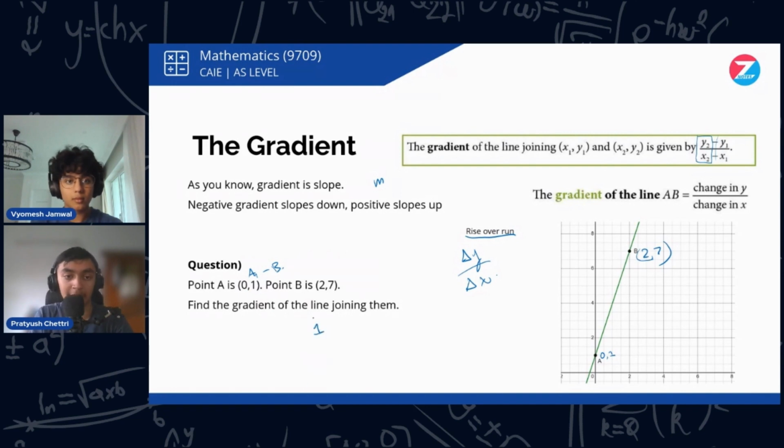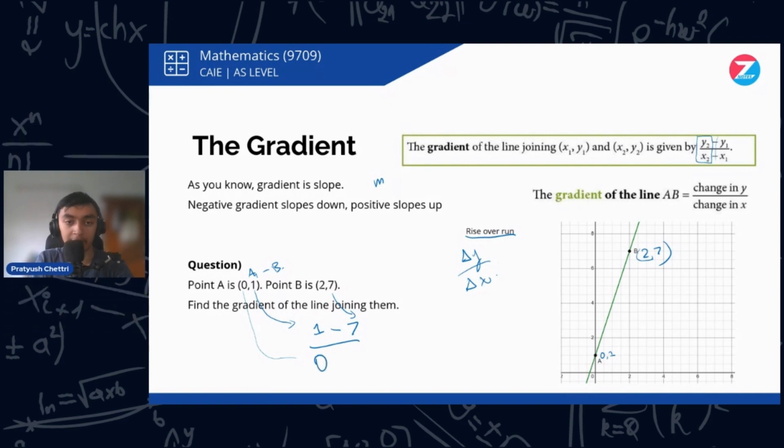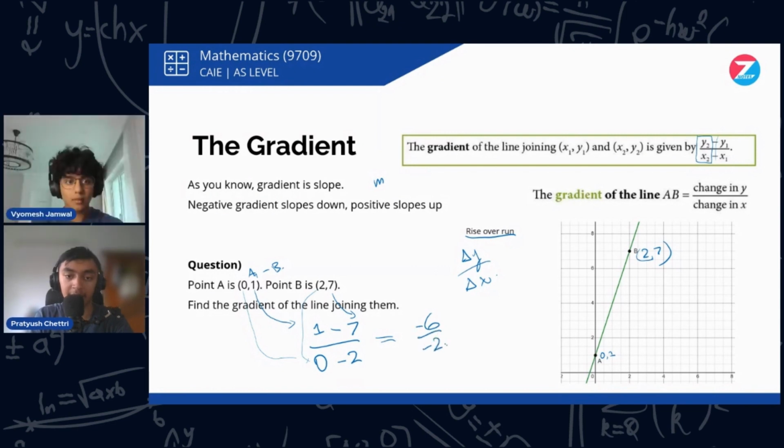The y of A is 1, and from that I'm going to subtract the y of B, which is 7. That's the rise. And the x of A is 0, minus 2. So that becomes minus 6 over minus 2, which simplifies out to 3.